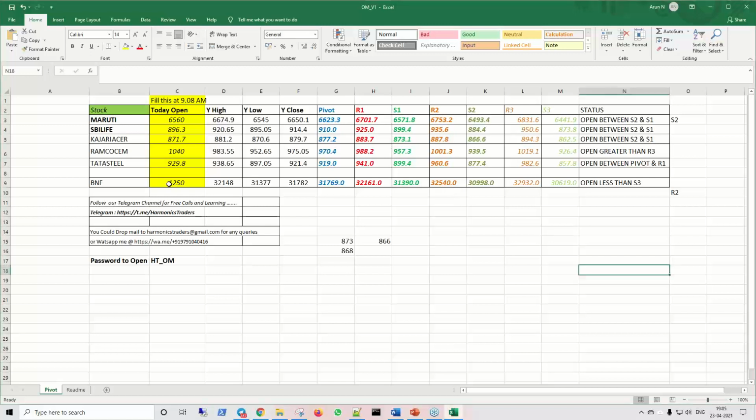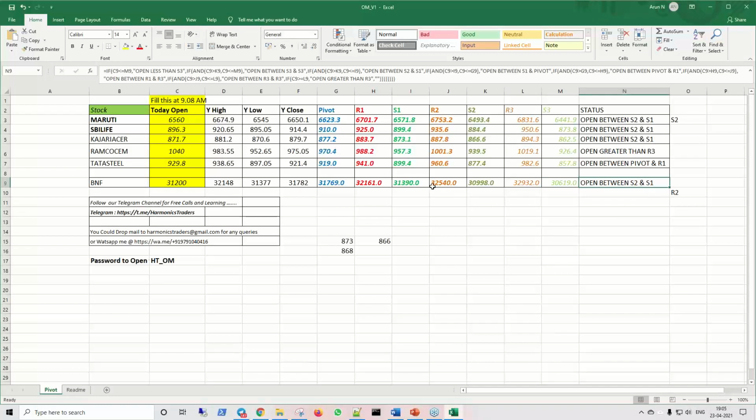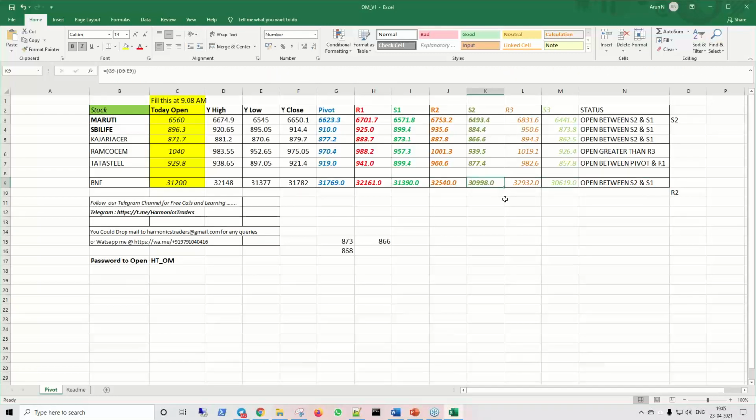Now let us say the open is somewhere around 31200. If the open is like this, we know the open is between S2 and S1, and we are going to take long at S1 or S2. So how do we decide whether we are going to take long at S1 or S2? Based on the first 15-minute candle. If the first 15-minute candle is a green candle, we try to take long at this S1. If the first 15-minute candle is a red candle, we'll be trying to take long at S2 after the reversal candle is formed, with this as our SL.